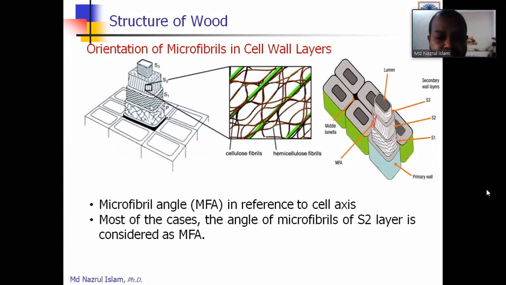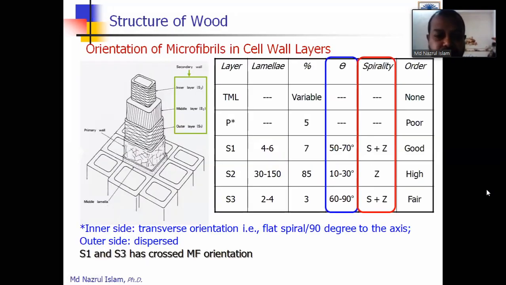In the S1 layer, there is both S helix and Z helix, but in case of S2, only Z helix because only right hand side, but no S helix. And in the S3, again, there is both S and Z helix.